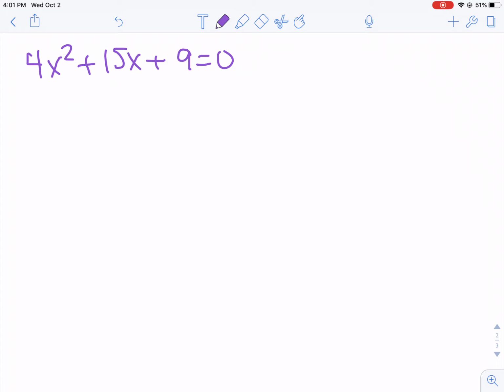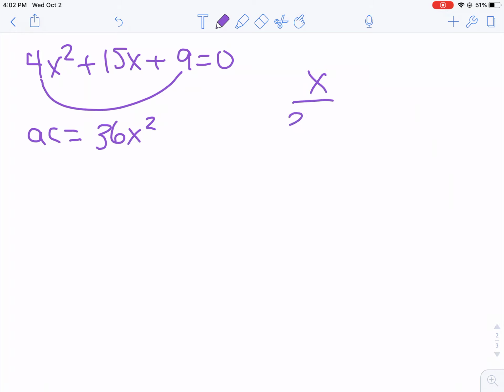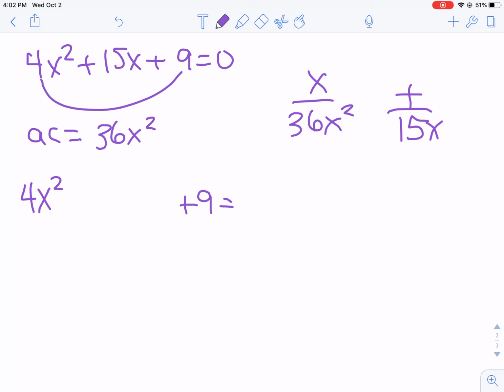When I graded your first chapter test, most of you did not use the box, so I'm just going to go ahead and go with the AC method. For the AC method, you multiply A times C, and 4 times 9 is 36, x squared. I want two things that multiply to 36x squared but add to 15x. You're going to replace the two middle terms with the two things we're going to get here in a second. Factors of 36, we could do 2 and 18.